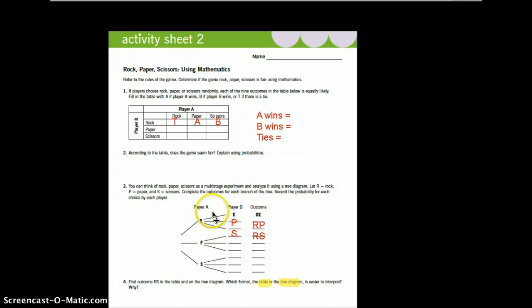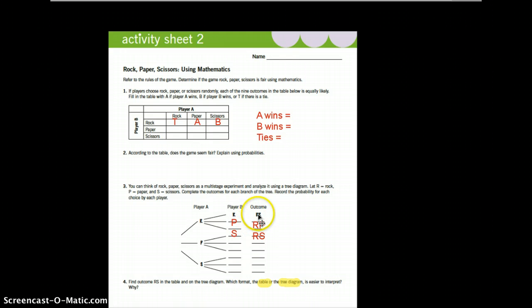The third part is what we call a tree diagram. R is going to represent rock, P is going to represent paper, S is going to represent scissors. You're going to complete the outcomes with R, P, or S. Player B and player A are what we have here, and then the outcome. Player A would throw an R, and player B has the option of throwing R, P, or S. So you would want to put that in these blanks, which mine are a little misaligned.